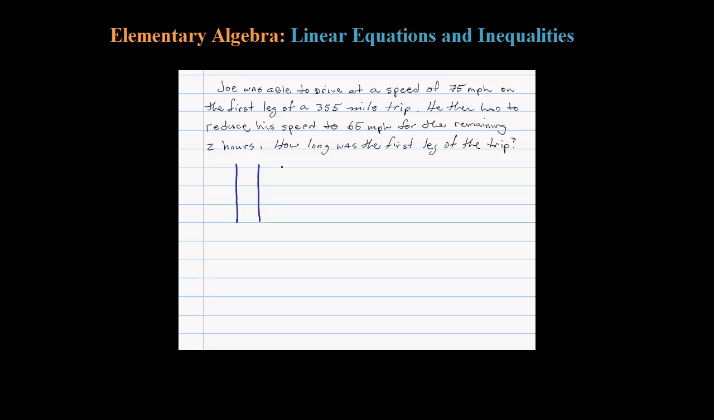We know the formula for these distance problems is distance equals rate times time. Okay, so when we organize our data, we want to put this formula at the top here. Distance equals rate times time. All right, we have two things going on. We have the first leg of the trip and the second leg of the trip.